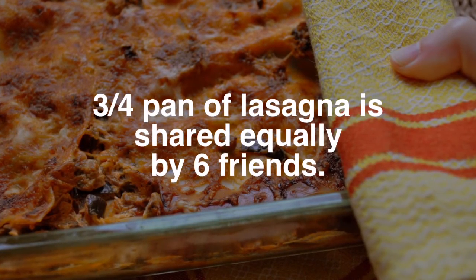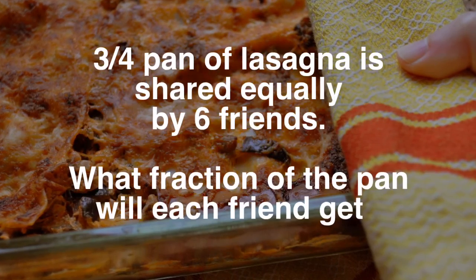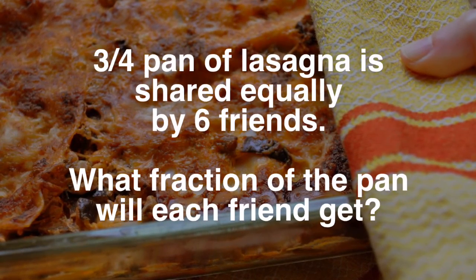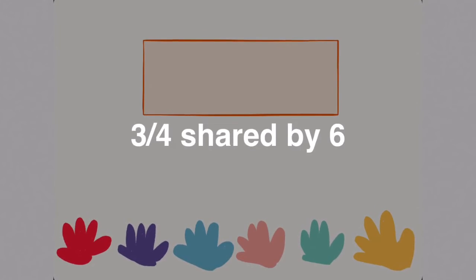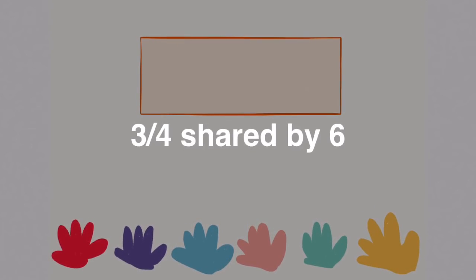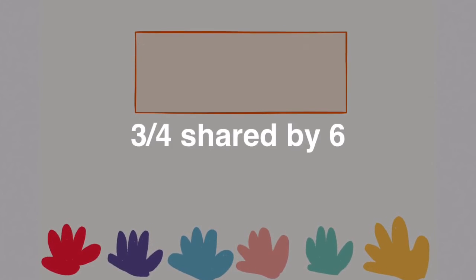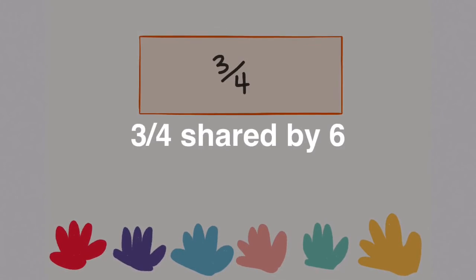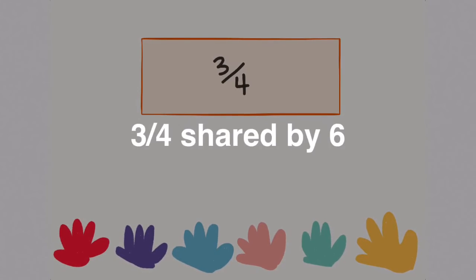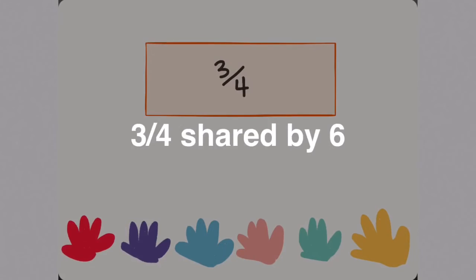Okay, 3/4 pan of lasagna is shared equally between 6 friends. What fraction of the pan will each friend get? Okay, here's our 6 friends. Here's my tape diagram. I need to show 3/4 of a lasagna pan shared by 6 different people. Okay, so this one whole tape diagram is valued at 3/4. That's 3/4. It's not a whole thing. It's only 3/4 of a lasagna pan. So I'm just going to mark it as 3/4.